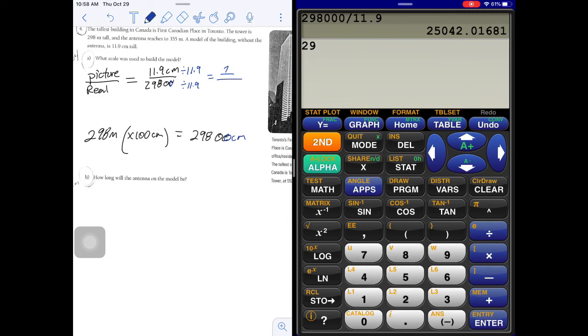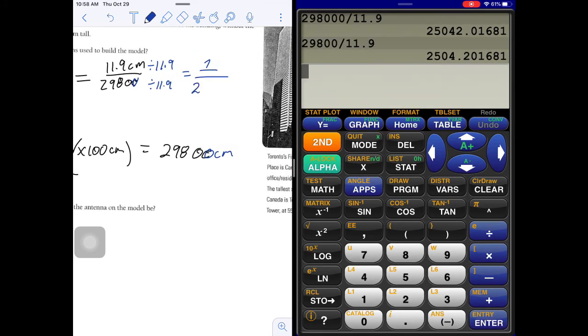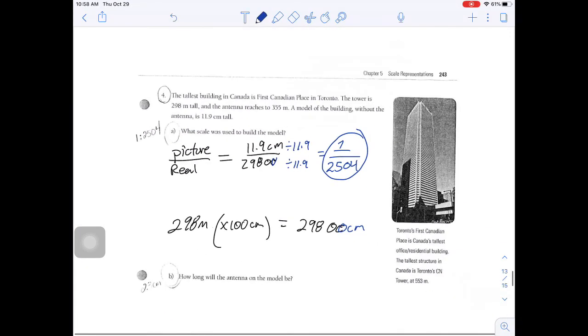So 29,800 divided by 11.9. Oh my goodness. And that gives me 2,504. Okay, so there is your solved solution there.